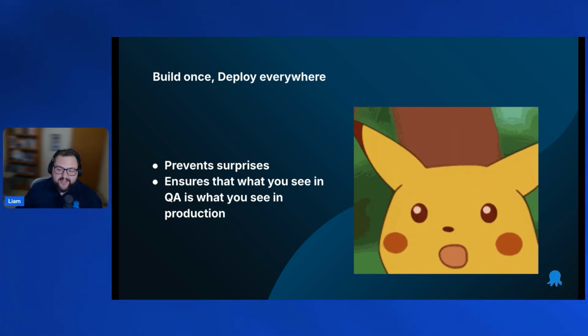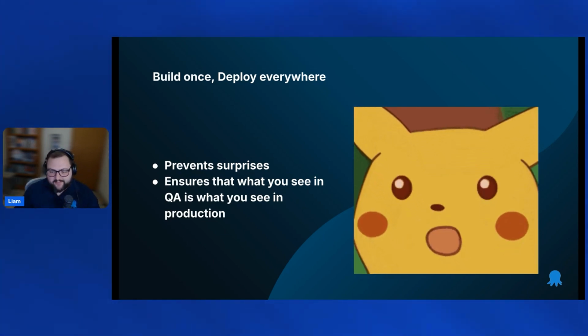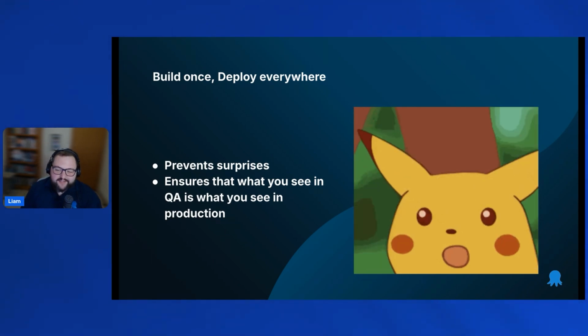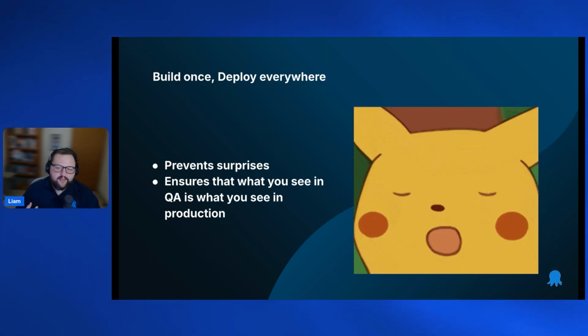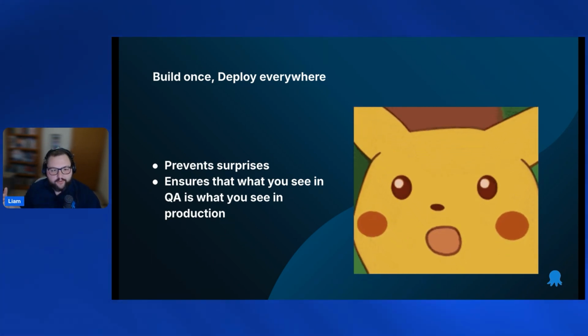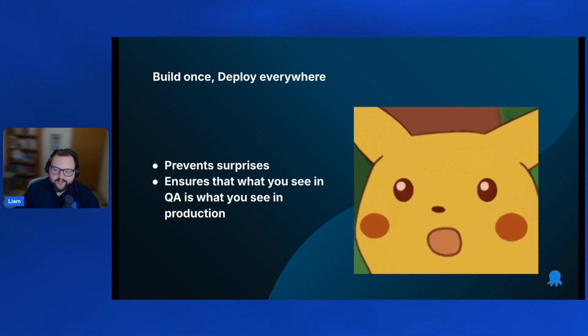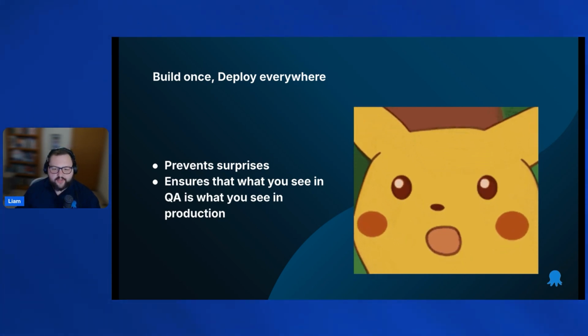Then use immutable tags for those containers. They're essentially tags that don't change. It lets you be certain that when you're running something in pre-prod, you've had a look at it, made sure it works. It's the same as what's running in production.